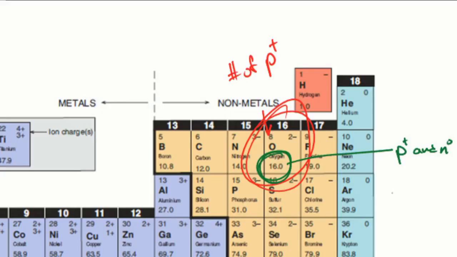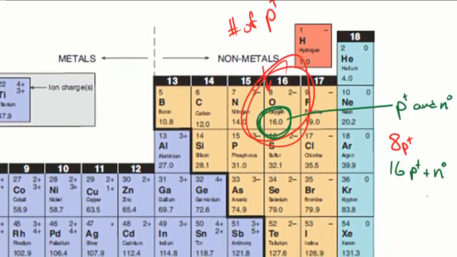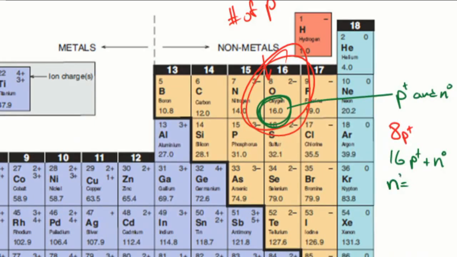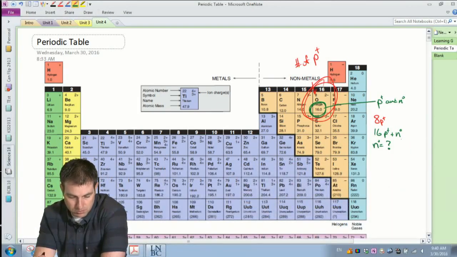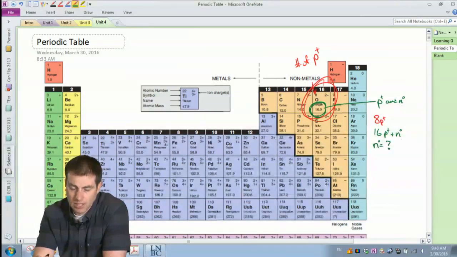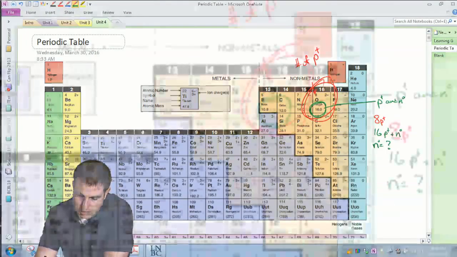So if I have 8 protons and I have 16 protons and neutrons added together, how many neutrons do I have? You will do this a million times in Science 10. Can anybody tell me how many neutrons we have? What do you think? It seems pretty straightforward, of course, and it is. 8, yeah. So we have 8 neutrons.